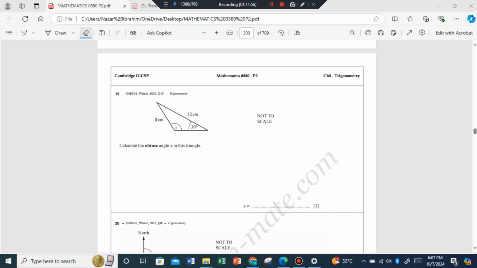Okay, so question number 19, we are having a triangle with two sides given, that is 8 and 12, with one angle 39 given, and the other angle, that is x, which I need to find out, right? Two sides, one angle 39 and the other angle x, which I need to find out, right? And the question says calculate the obtuse angle.